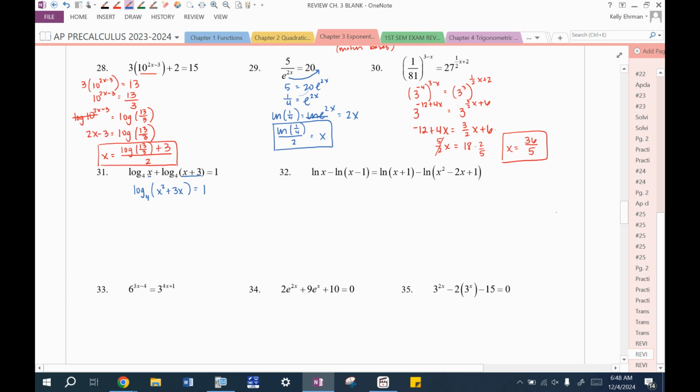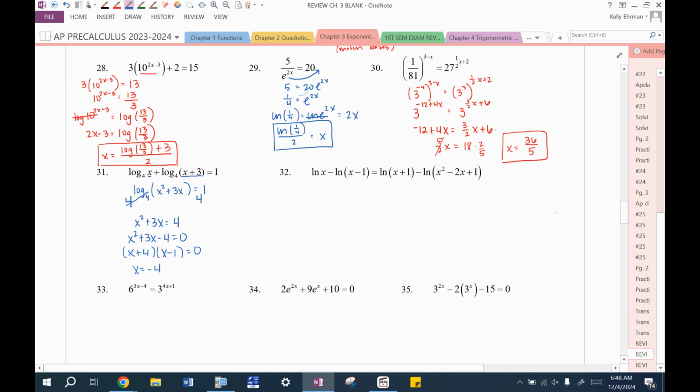All right. And now that you've got it down to a single logarithm, you need to get rid of the log by making both sides base 4. So I usually just show that work like this. So the 4 and the log base 4 cancel. You have x squared plus 3x equals 4 to the first. And then this is a quadratic, so get it equal to 0. You should factor this into x plus 4, x minus 1.